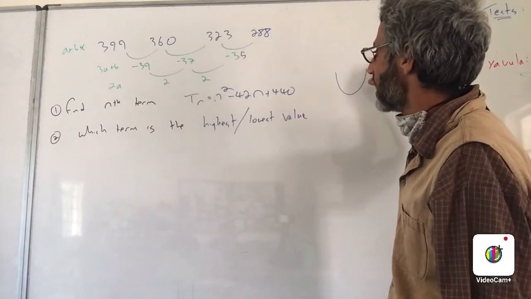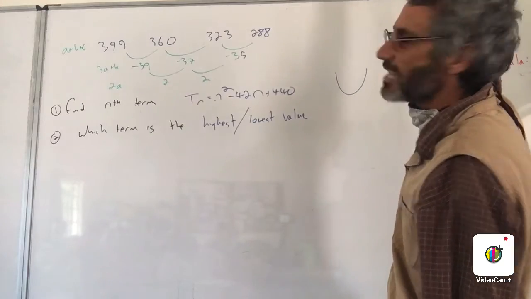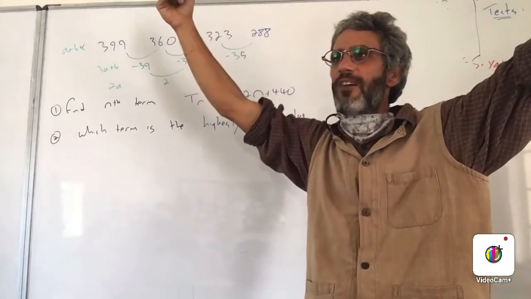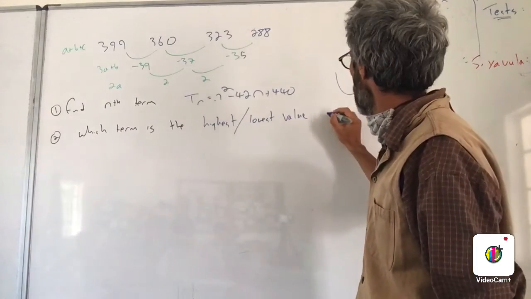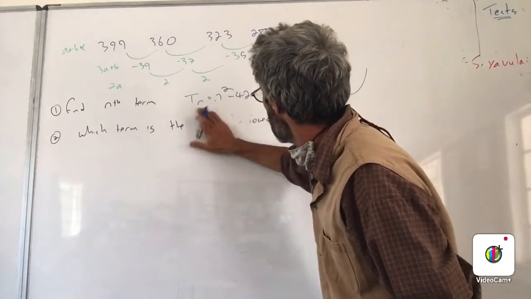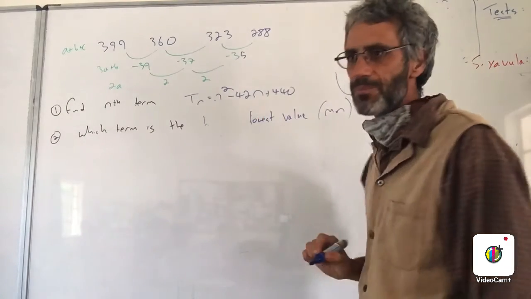It's not going to have a highest value. Okay? It's going to go down, then it's going to go up. It's never going to stop, so it's not going to have a highest value. It's going to get higher and higher and higher. But it does have a low value, what we call a minimum. So let's scrap that. It has a lowest value, or sometimes we'll call it a minimum.